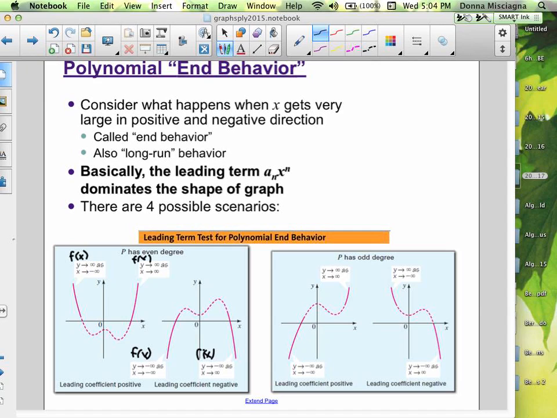functions, right, the ends go the same direction. So ends go the same direction. They either both go up or they both go down. If it's positive leading coefficient, they both go up. If it's negative leading coefficient, they both go down. All right, so here if we have an odd degree, for odd degree the ends go in opposite directions.